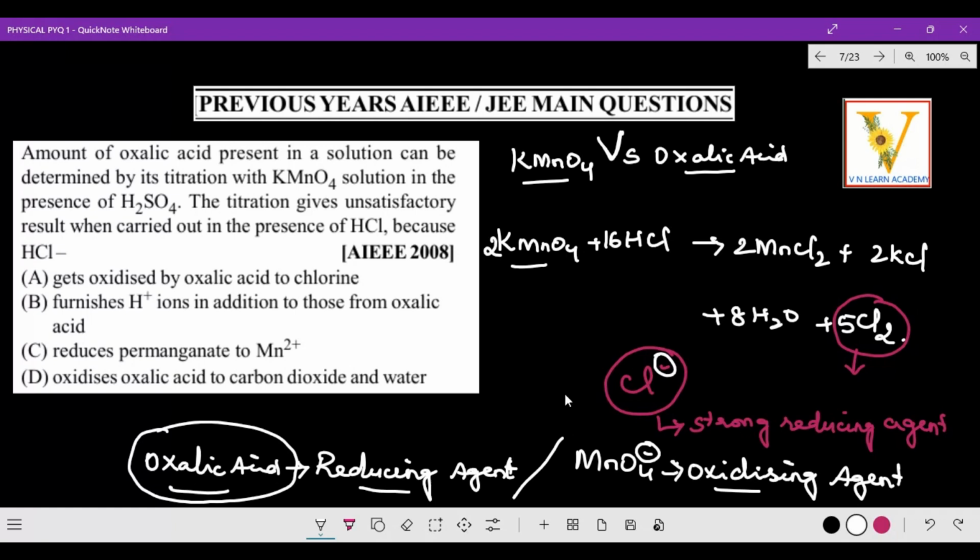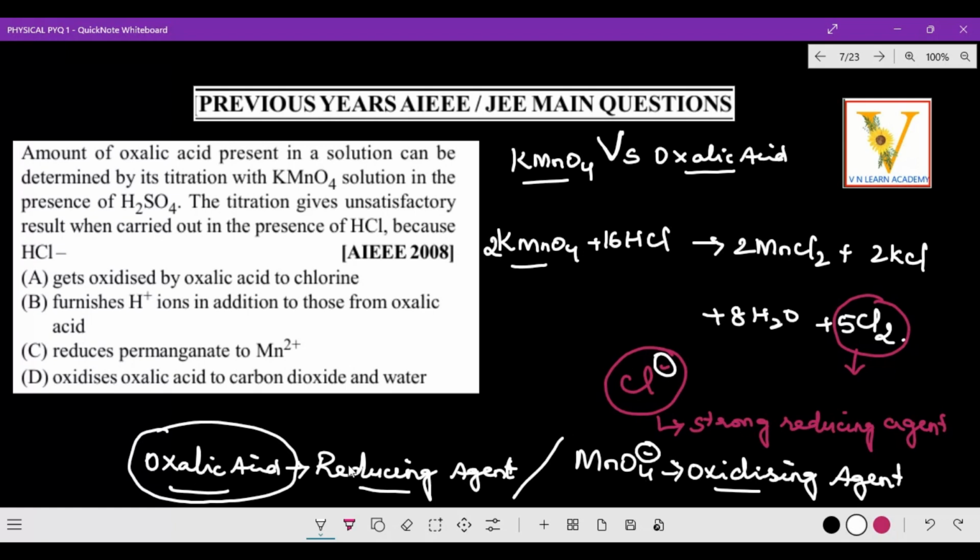And the third point, what is it? H2SO4. Why do we use it? The SO4 2 minus ion does not act as a reducing agent. That is the main point. The Cl minus ion acts as a reducing agent. The SO4 2 minus ion does not act as a reducing agent.